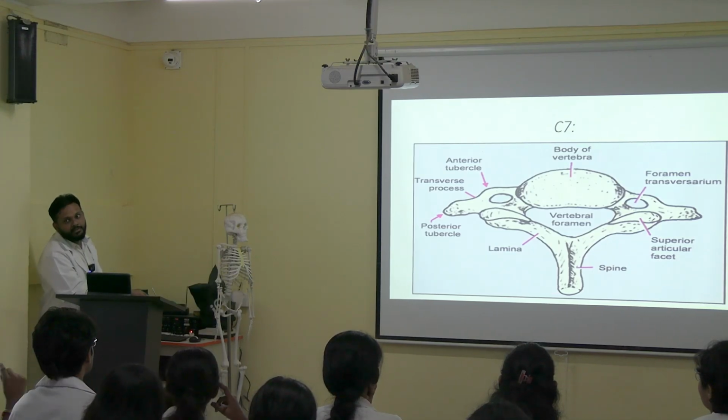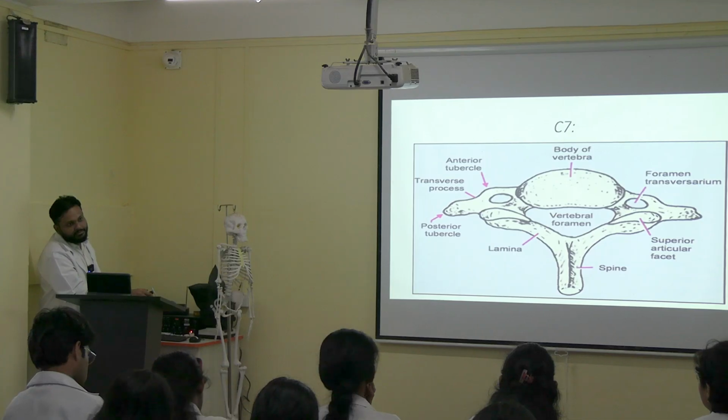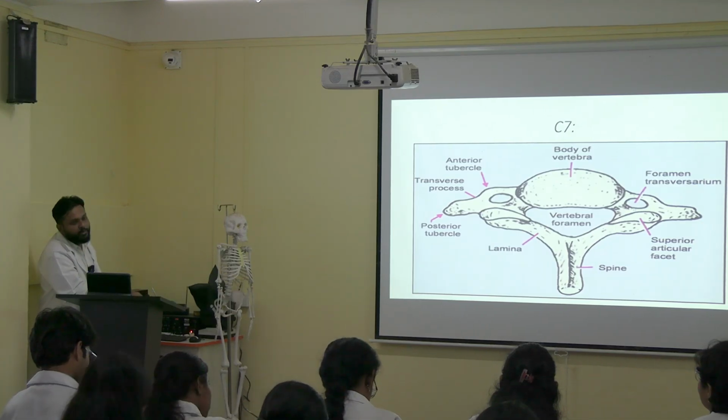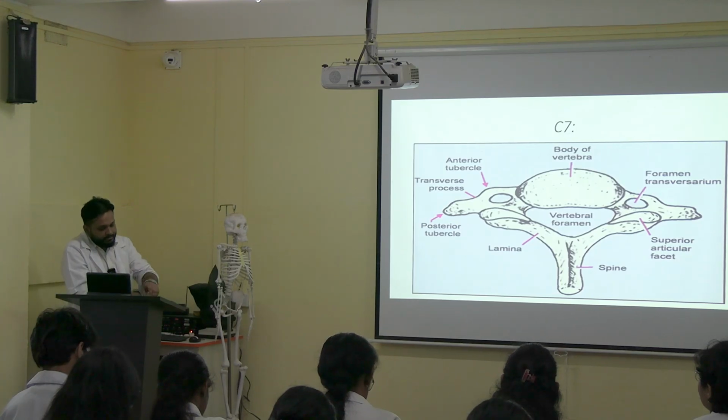The spine is very long. That's why the C7 vertebra is also known as vertebra prominens, because the spinous process is very prominent and long.